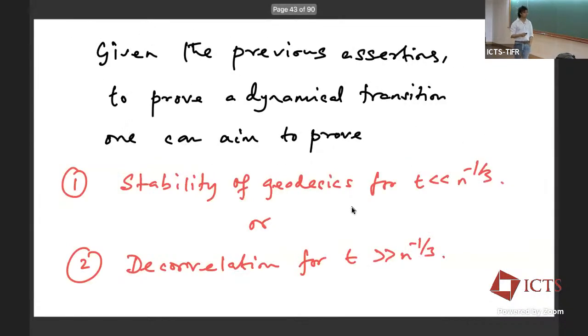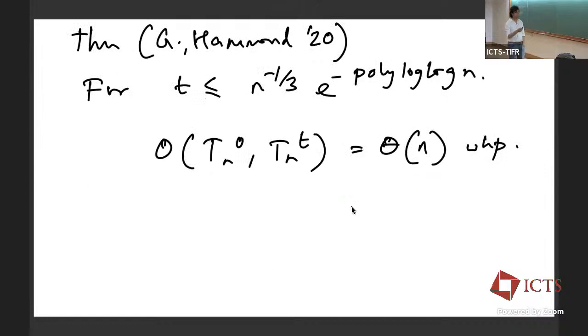And so what we did with Hammond a couple of years back is to prove one. Okay, so what we proved is that if t is much smaller than n to the minus 1/3, there is some correction term which you should ignore at this point. It says that the overlap is macroscopic. So the dynamical formula for variance tells you that beyond t equal to n to the minus 1/3, the overlap is microscopic. Here we say it's macroscopic in n. So that at least proves that at n to the minus 1/3, the geodesics transition from stability to chaos.